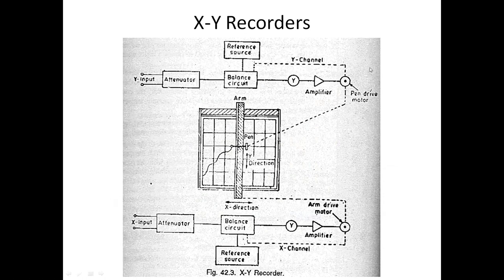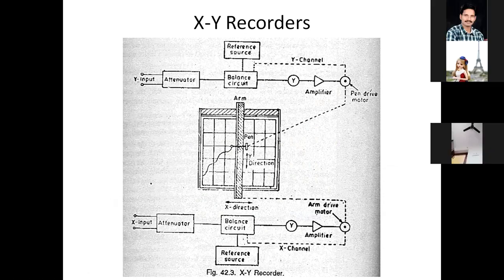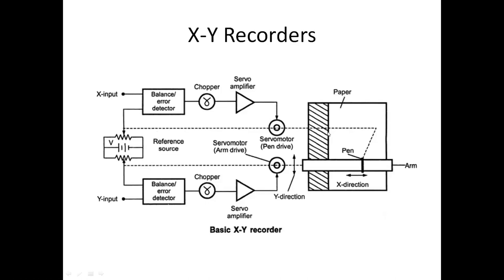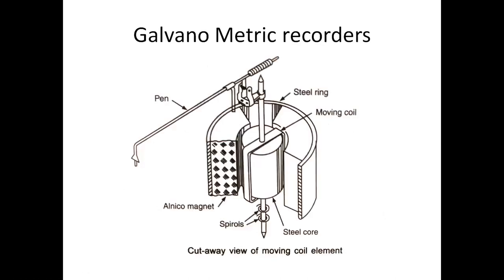So we have X input and Y input, both balanced with a reference source. We easily connect it to the concerned device, so we can easily point out where the concerned plottings are available on the charts. Here is another image of the XY recorder, which draws using a paper and pen method.